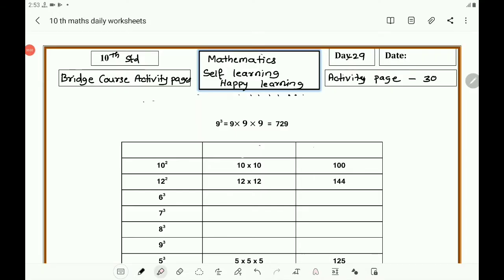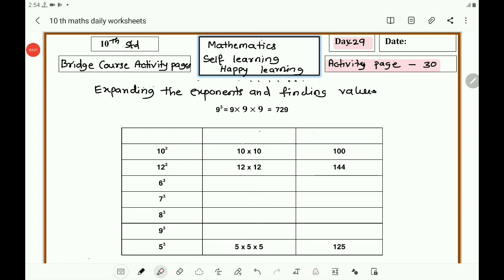Children, it is activity page 30 for day 29. It is an activity about expanding the exponents and finding values. An example is given: 9 cube. 9 cube equals 9 into 9 into 9.